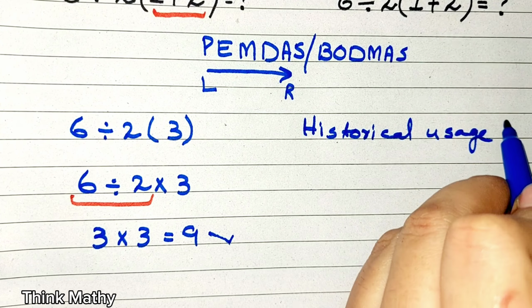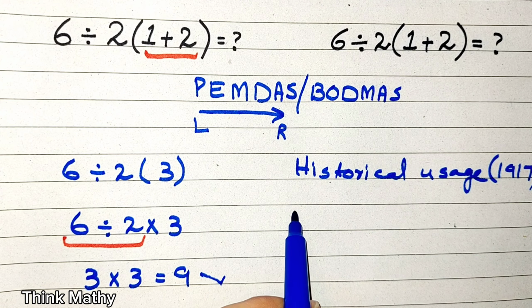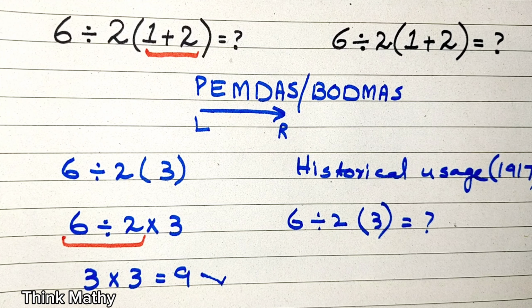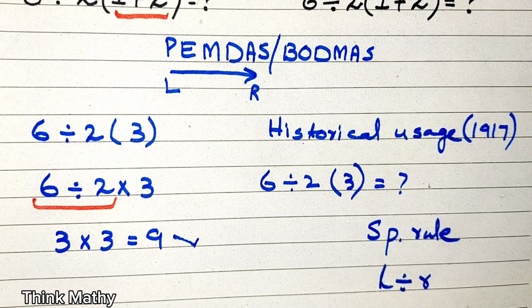Let's rewrite the expression, that is 6 divided by 2 parenthesis 1 plus 2. We can solve the parenthesis in the very first step, which has no problem at all. So I'm rewriting it as 6 divided by 2, and in the parenthesis we have 3. How will it be further solved? Previously there was a special rule. What was the special rule? That the left hand side of the expression is completely divided by the right hand side. Whenever there is something on the left, it will be completely divided by the right hand side.